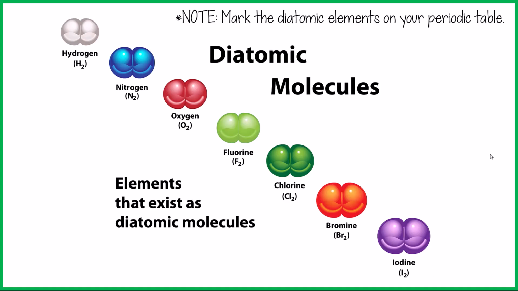And a good way to remember this, if you need to memorize it, is Hofbrinkel. So if you can remember Hofbrinkel, this will help you remember all of the diatomic molecules. Hydrogen, oxygen, fluorine, bromine, iodine, nitrogen, and chlorine. So this is a great little mnemonic to help you remember all of these because you will need to know these for the entire course.